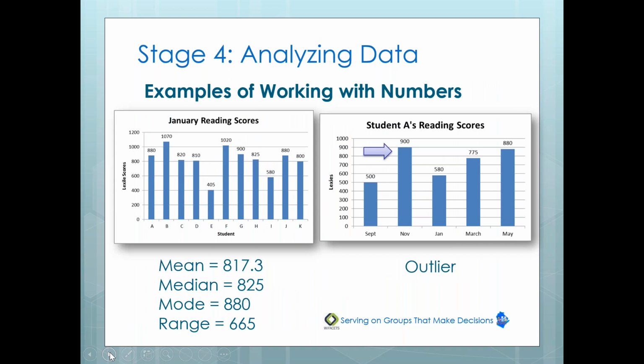So here's an example of working with numbers, and using these various data analysis terms, you can see the same example on page 50 of your guidebook. So in this example, Mrs. Smith checks her students' reading scores 5 times a year. The graph on the left shows the January reading scores of her students, and you can see that the vertical line of the graph shows that the reading scores are based on a scale of 0 to 1800.